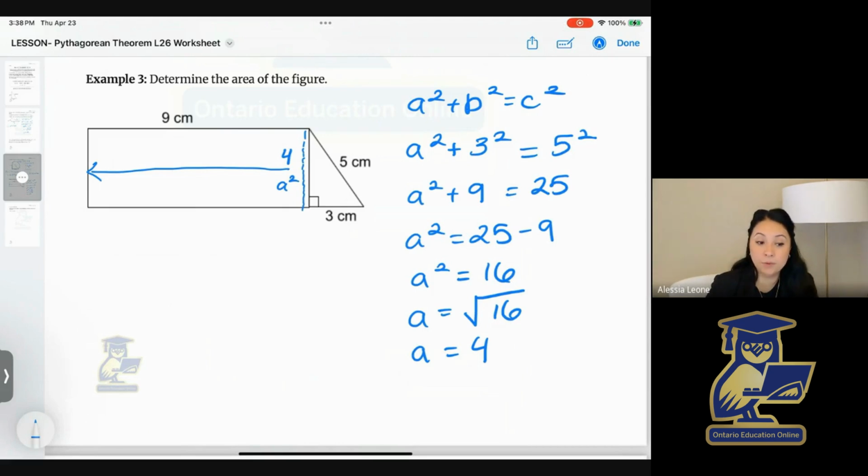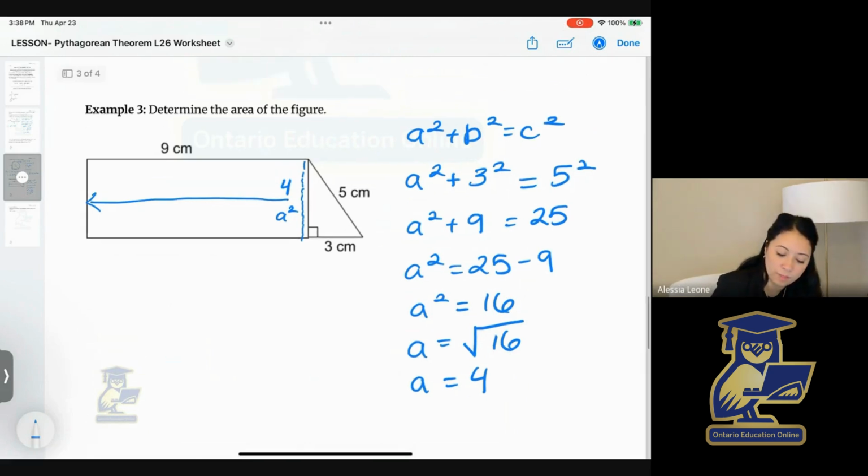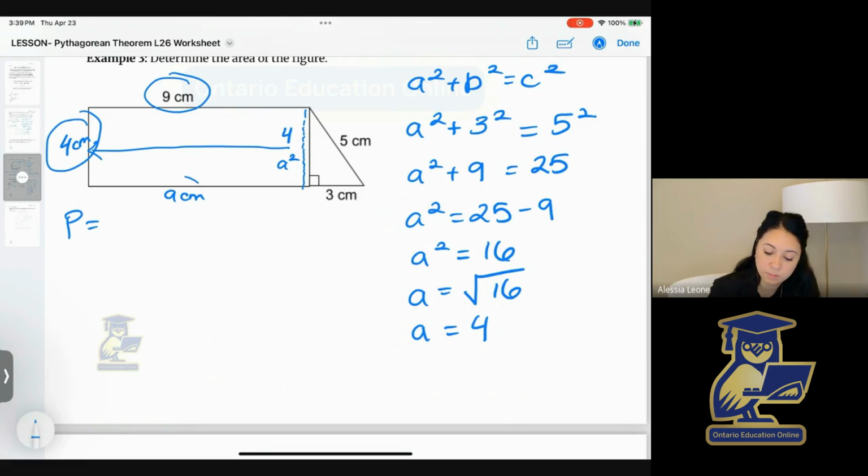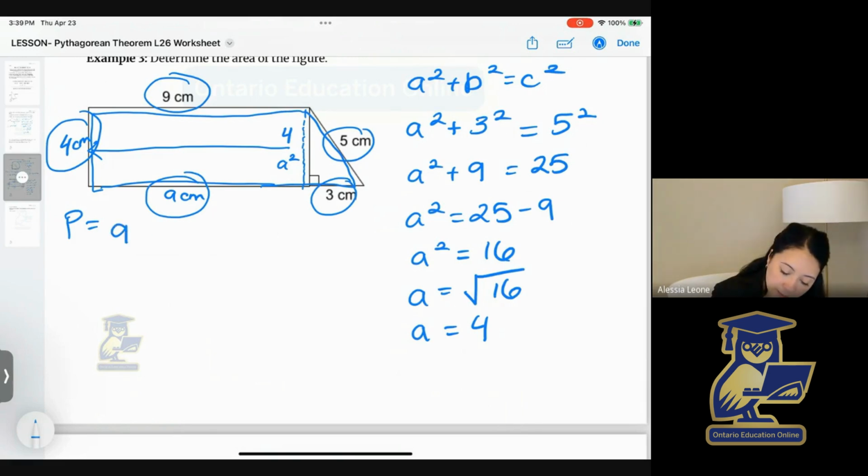So now that we know that is 4 on the triangle, we know this is 4. So now to find the perimeter, it is simply adding all the sides together because we know this is 9 on the rectangle. So now we will add 9 plus 4 plus 9 plus 3 plus 5. We are going to add all the outside edges together. 9 plus 4 plus 9 plus 5 plus 3.